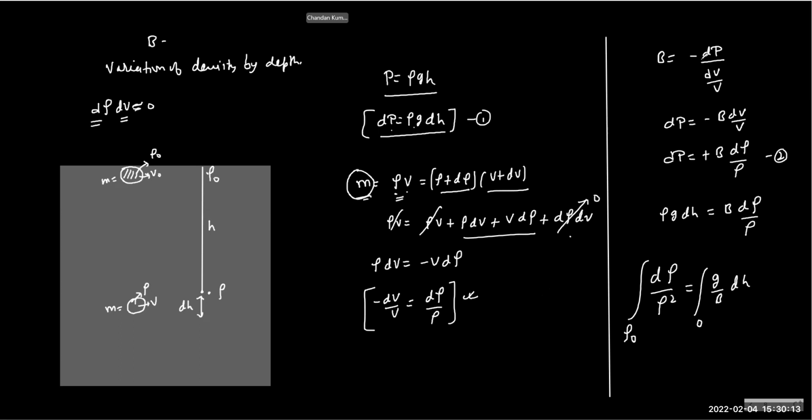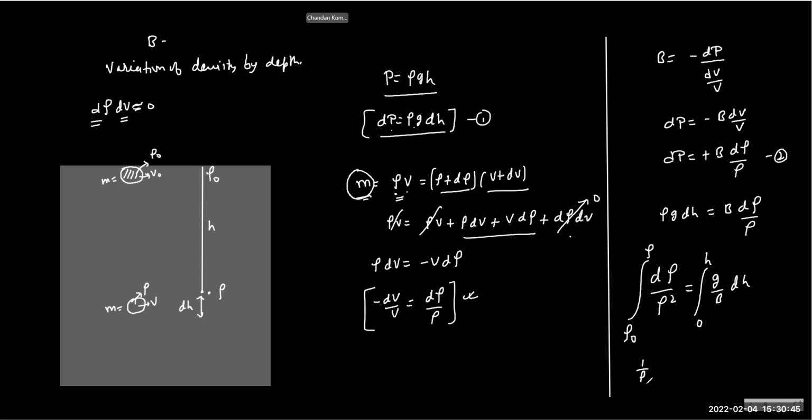Now we use the definition of bulk modulus, which is minus dp by dv by v, and the dp we can write as minus b into dv by v, and then substituting the value of dv by v as minus d rho by rho, we have this relation. So now when the height is 0, the density is rho naught. When the height is h, the density is rho. And this will give you some answer.